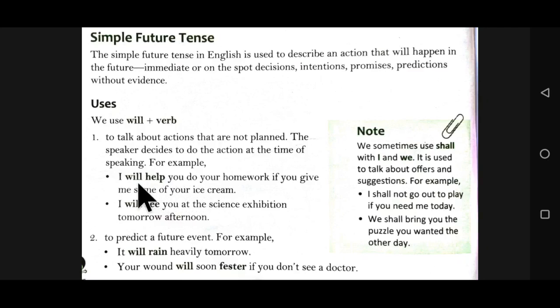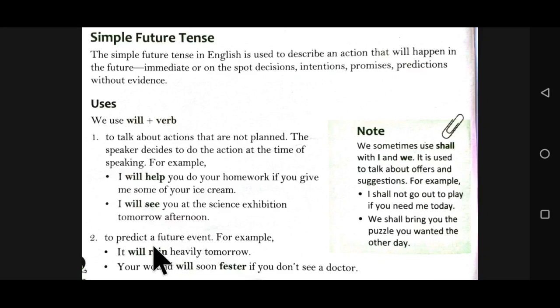Okay, so in this, as you can see, the action was not decided, the action was not planned before, but the speaker decided to do the action at the time of speaking. I will help you, and this is the action that will happen in future. So that is the first use, let's see it with the example. I will help you do your homework if you give me some of your ice cream. Okay. Second use of simple future tense, to predict a future event.